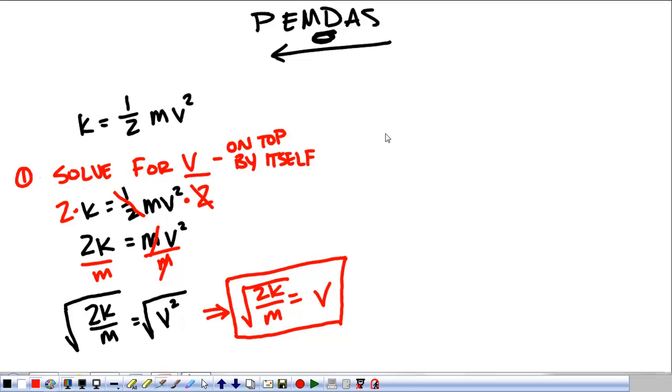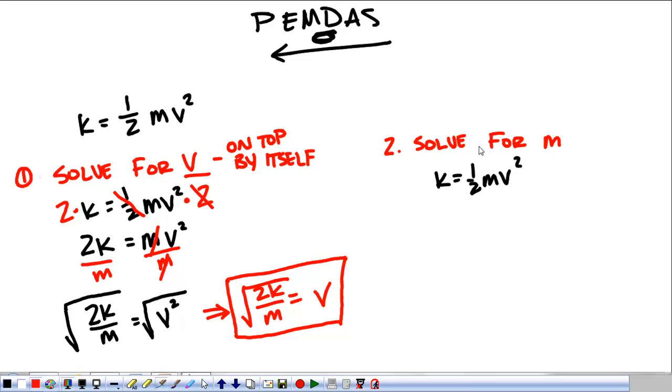Okay, question 2 that I'm going to ask for this same equation is to solve for M. And again, we want M on top by itself. So what I want you to do at home while you watch this video is to pause for just a second and try to solve for M on your own. And then after that pause, I'm going to go through it, but I'm going to go through it a little quicker this time. So pause now.